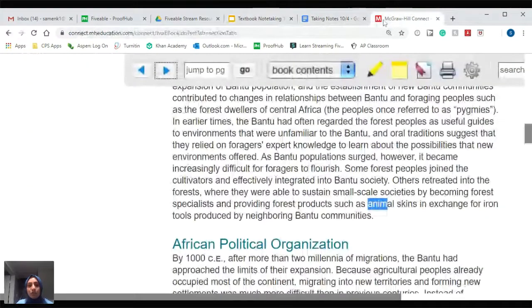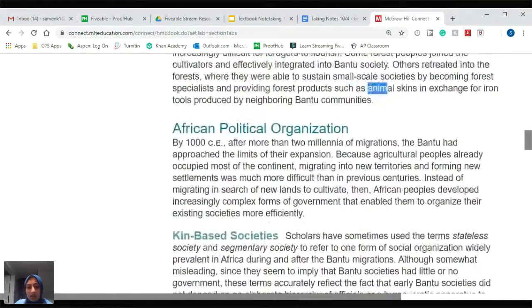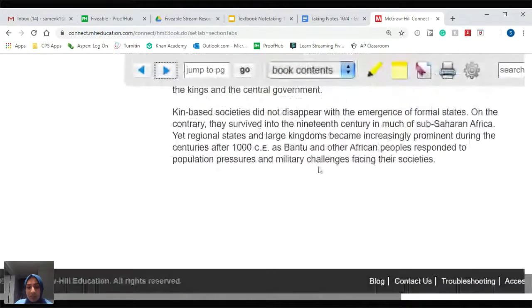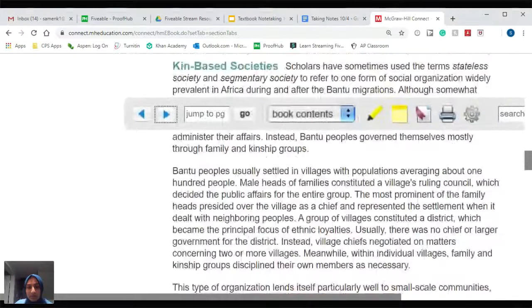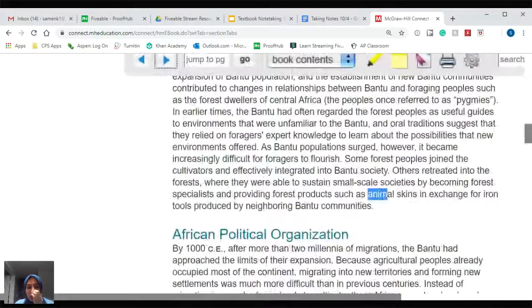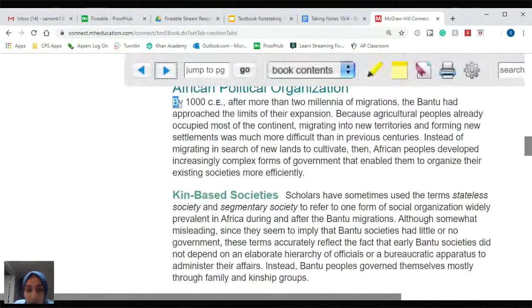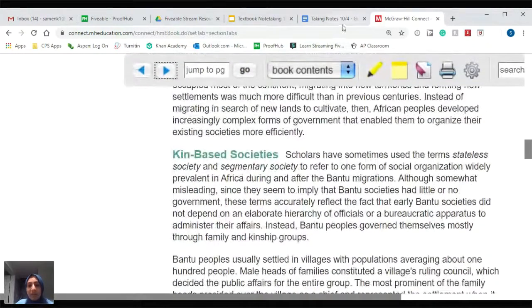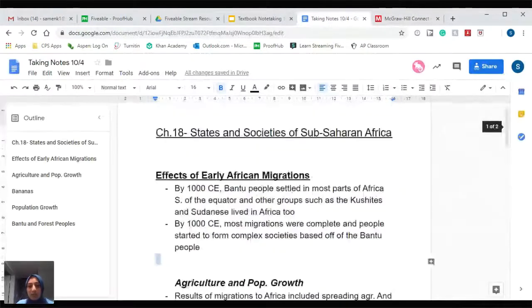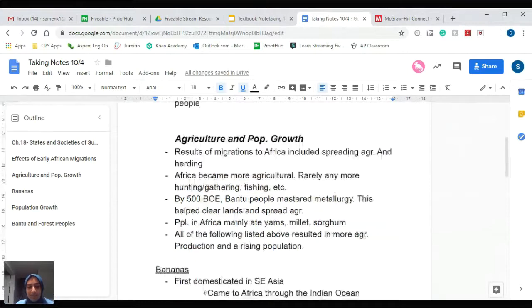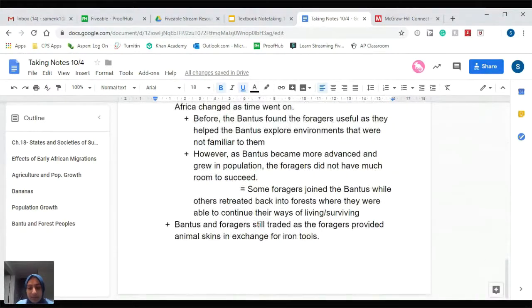So maybe I'll do just a bit more, and then I'll answer whatever questions you guys have. We're definitely not going to be able to get through the whole chapter. So maybe I'll start off with African political organizations, do one section on that, and then go back and reorganize my notes. Maybe I'll color code some stuff, highlight some stuff, all of that. And then I'll answer any questions that you guys have.